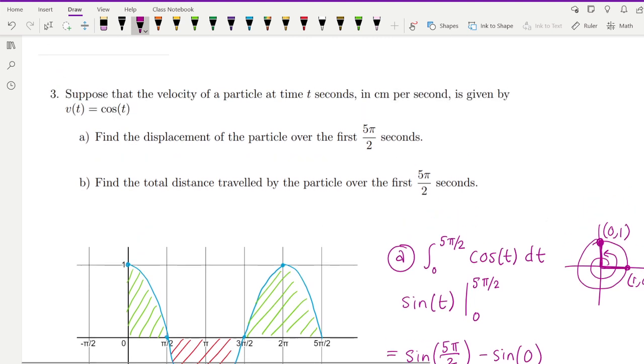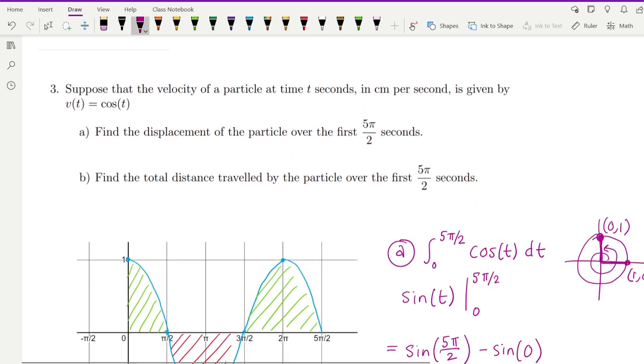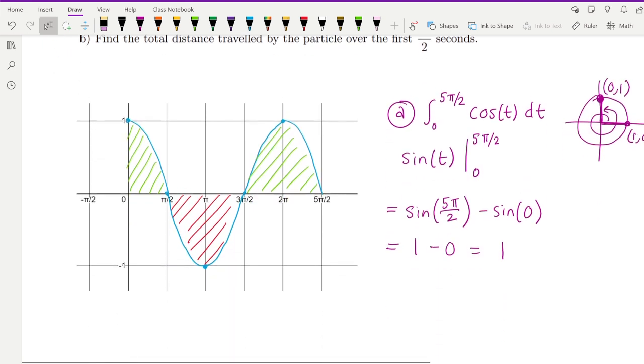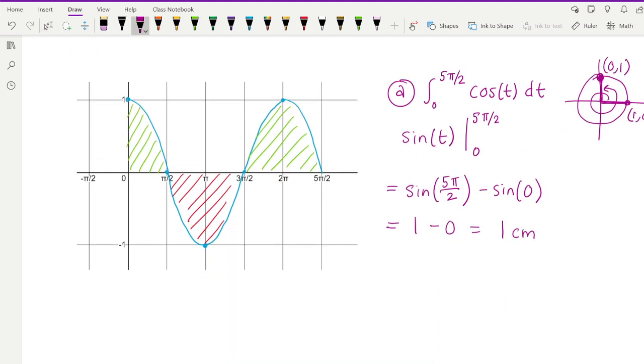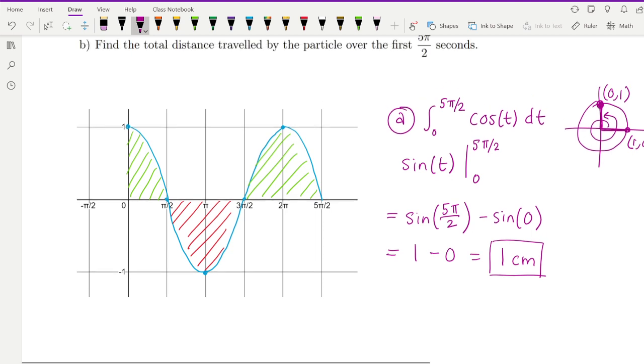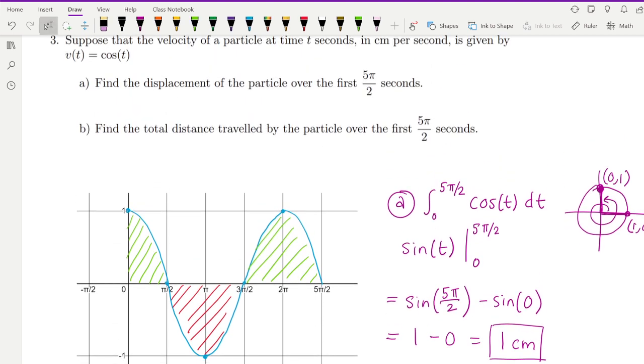And so our units are centimeters, right? It says in centimeters per second. So our answer here is 1 centimeter. So that means that basically this particle is 1 centimeter ahead of its starting point after 5 pi over 2 seconds. Okay, so next up we have this question asking us about the total distance traveled.